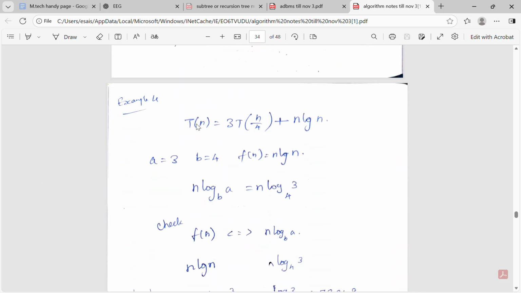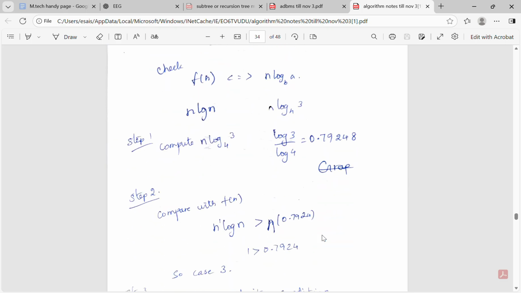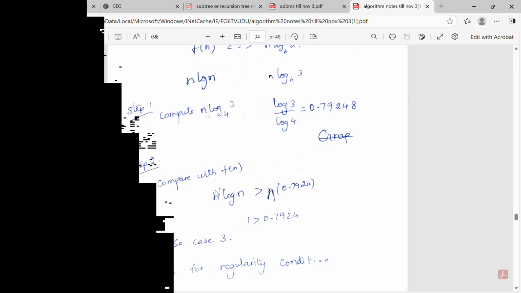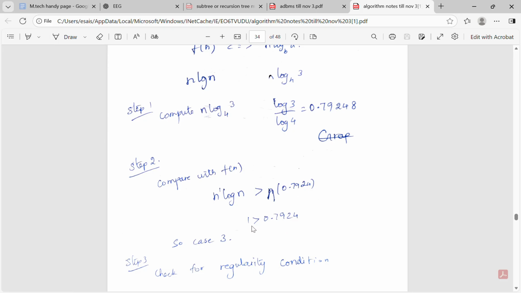One more example solved: T of n equals 3T of n by 4 plus n log n. So here a is 3, b is 4, f of n is n log n. We are checking n power log b a, n power log 4 base 3. Here log 3 divided by log 4 is 0.79. So n power 1 will automatically be greater than n power 0.79. So we are saying f of n is greater than, which is case 3.